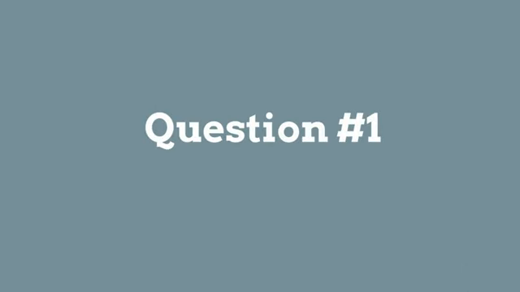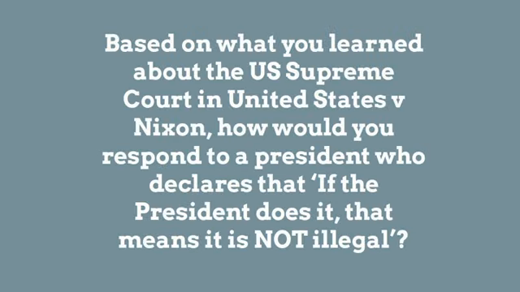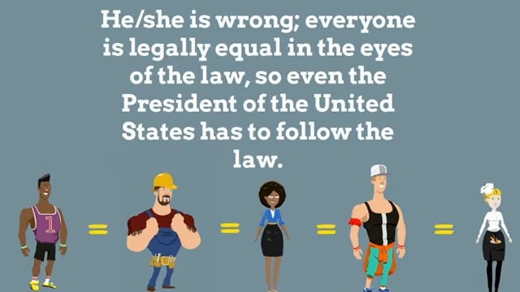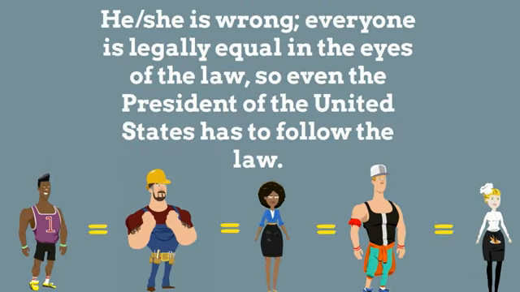Question 1. Based on what you learned about the U.S. Supreme Court in the United States versus Nixon, how would you respond to a president who declares that if the president does it, then it means it's not illegal? Well, he or she is wrong. Everyone is legally equal in the eyes of the law, so even the president has to follow the law.